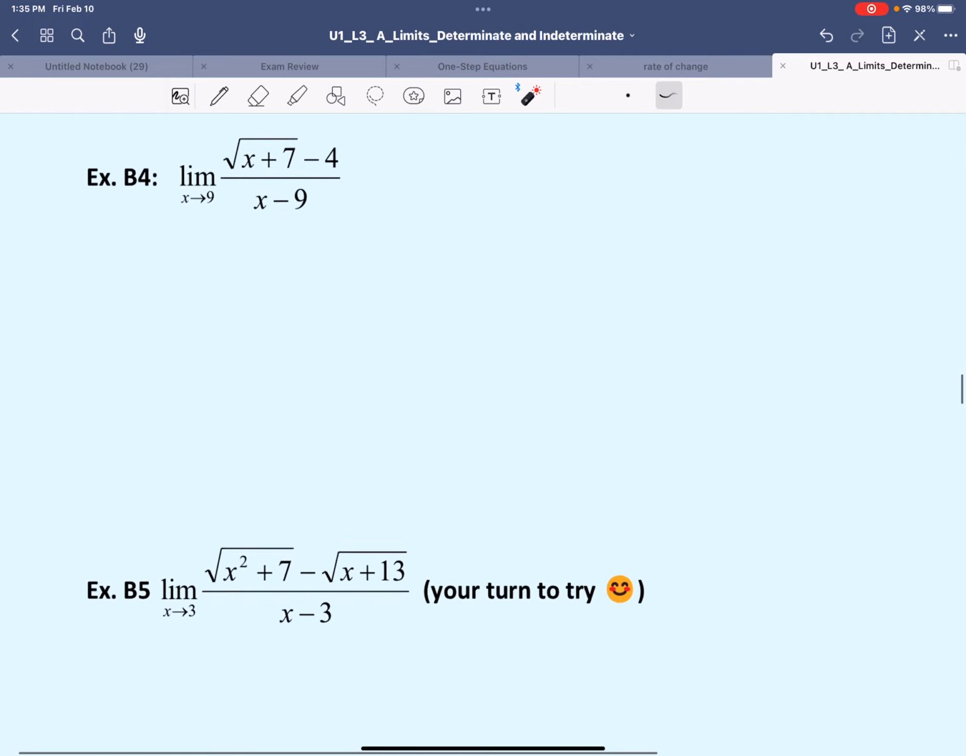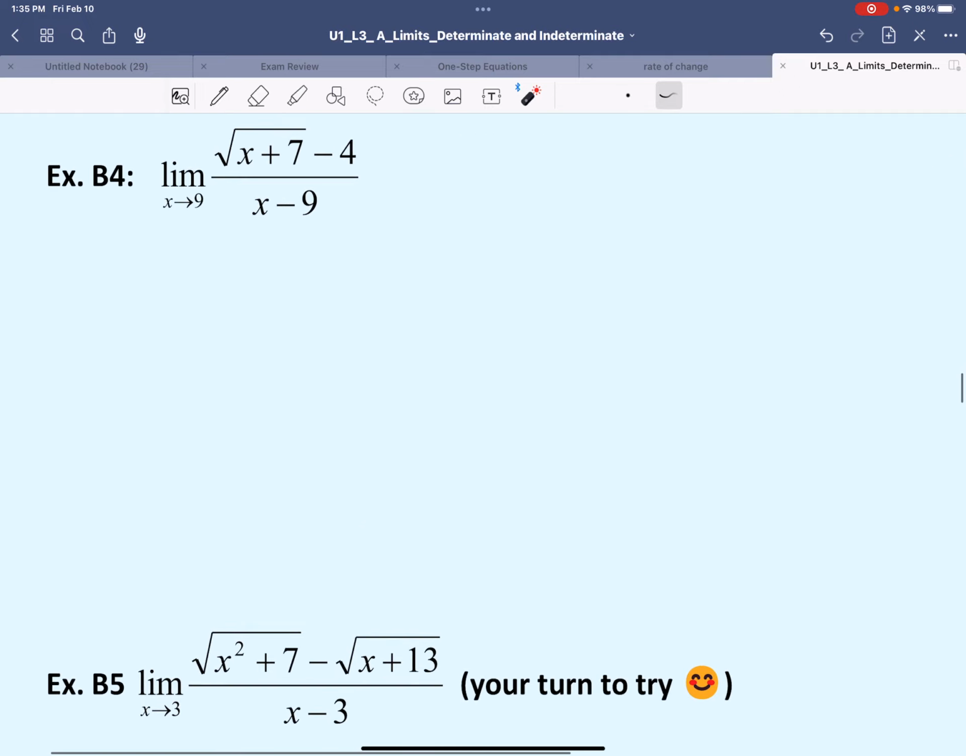We're going to take a look at our first example, example B4. We have the limit as x approaches 9 of the root of x plus 7 minus 4, over x minus 9. If we substitute x by 9, as this limit suggests, we get 9 plus 7, 16. Square root of 16, 4. Minus 4, 0. So the numerator is 0. Now x equals 9 means the denominator becomes 9 minus 9, also 0, which means that this is an indeterminate form limit.